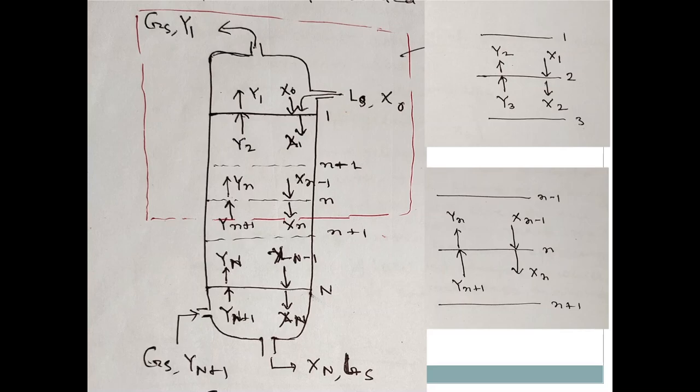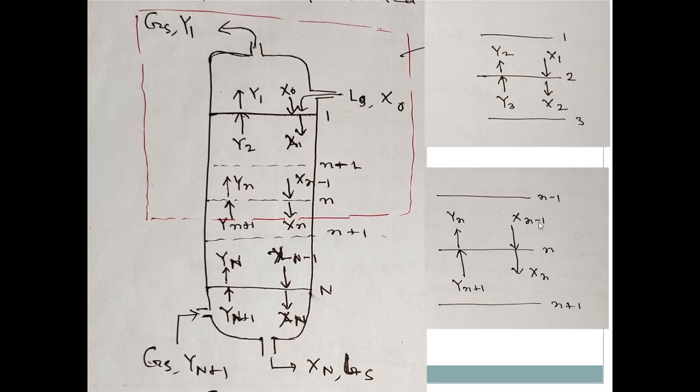Now if you take the nth tray, then the upper tray will be n minus 1, and the bottom tray will be n plus 1. So the gas phase coming from the bottom plate will be y n plus 1, and the liquid stream entering from the top tray n minus 1 will be x n minus 1.